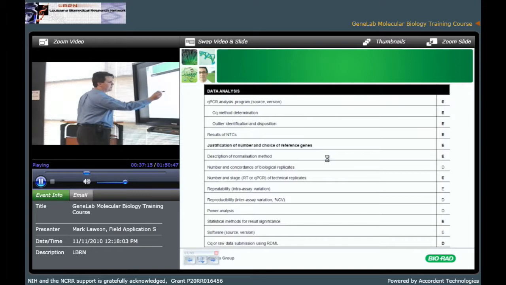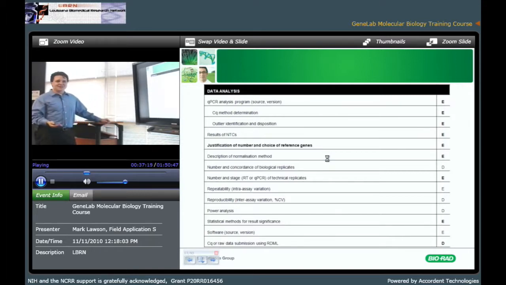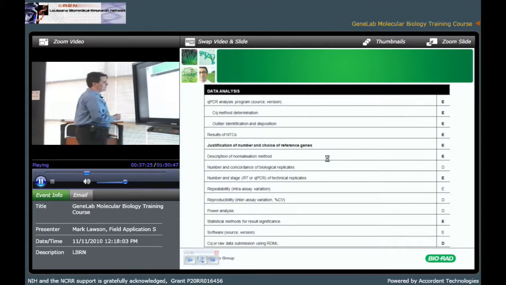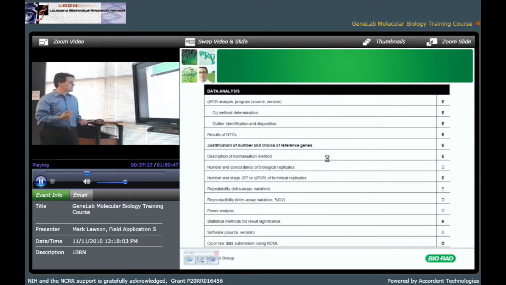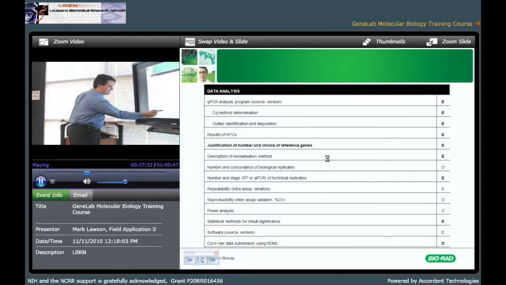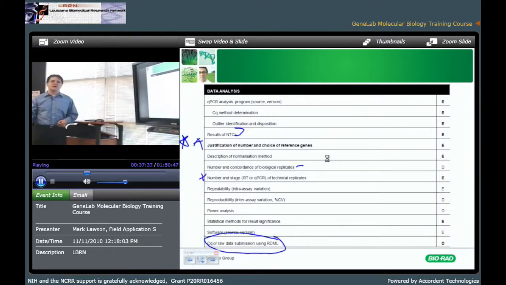Number and concordance of biological replicates. There's quite a bit of discussion on whether or not 3 biological replicates is even worth doing. Number and stage of technical replicates. We'll talk about this in a minute. Repeatability, reproducibility, power analysis, statistical method for result significance, software, and then this is a fun one. And this is only desired right now, but they've announced that they're going to make this an expected factor, and that is your raw data submitted along with the manuscript.